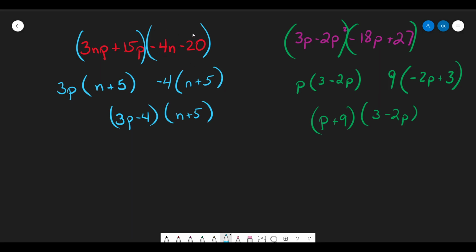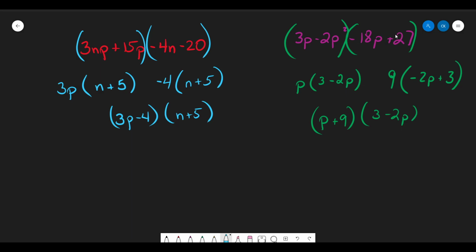So here I decided that I was going to factor out a negative 4. So this is going to become positive n, and this is going to become positive 5. And now I see that both of them have n plus 5 as the one parenthesis, and I take the 3p minus 4 and I put it in its own. Over here, same concept. 3p minus 2p squared has a p as a common factor, so I'm left with 3 minus 2p.